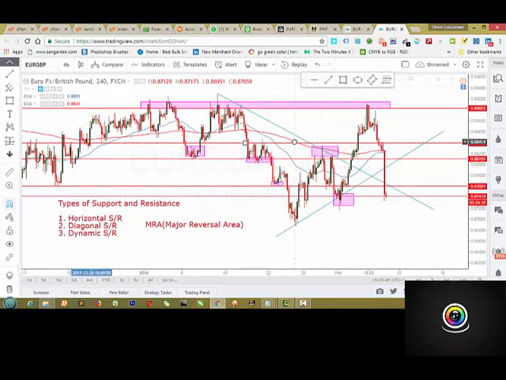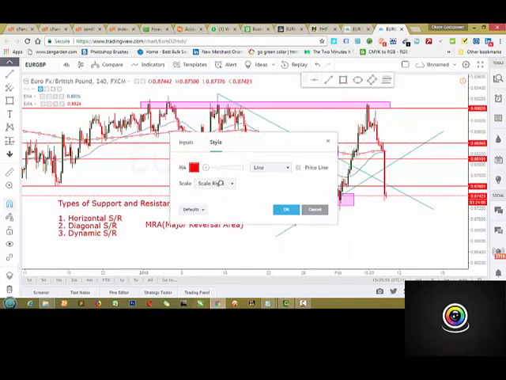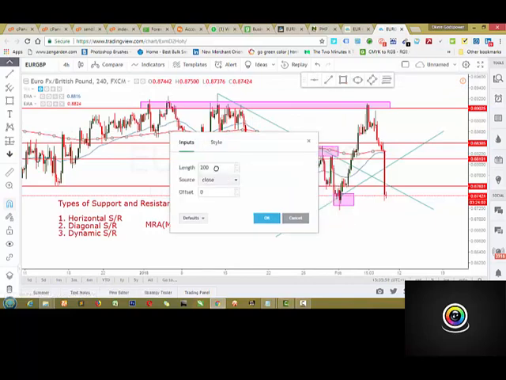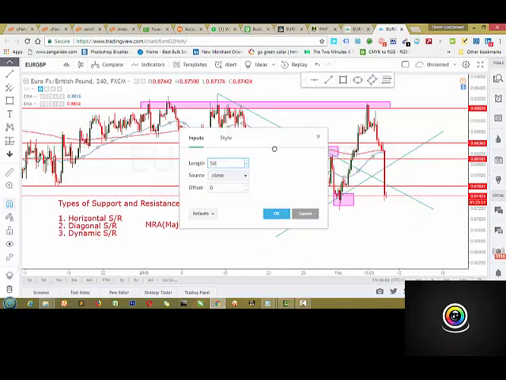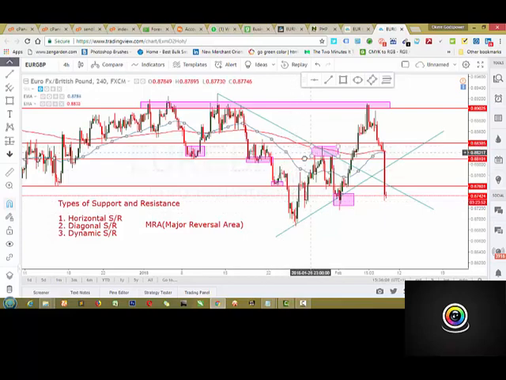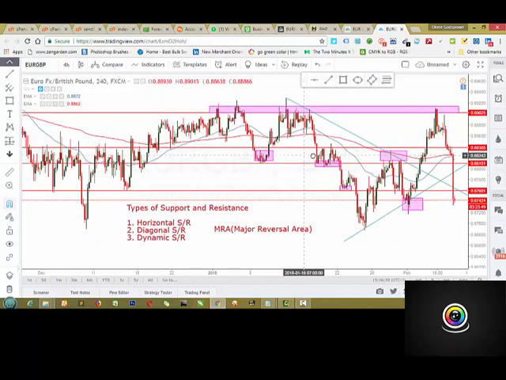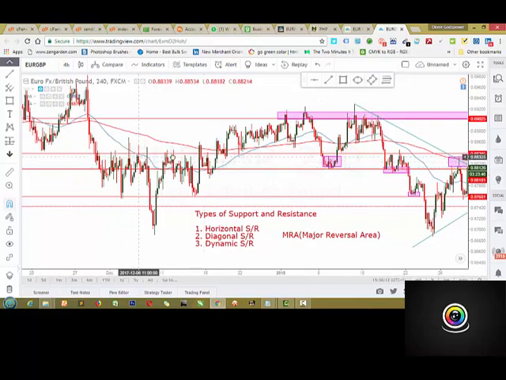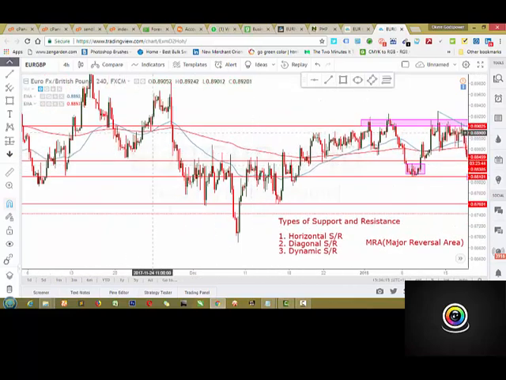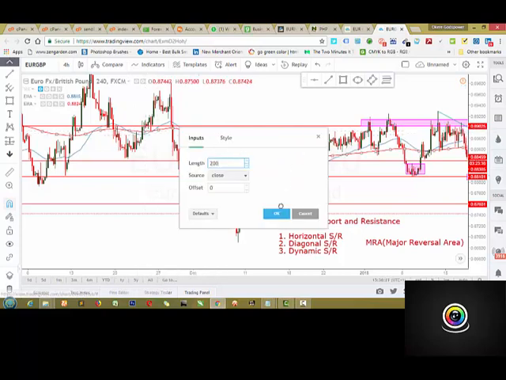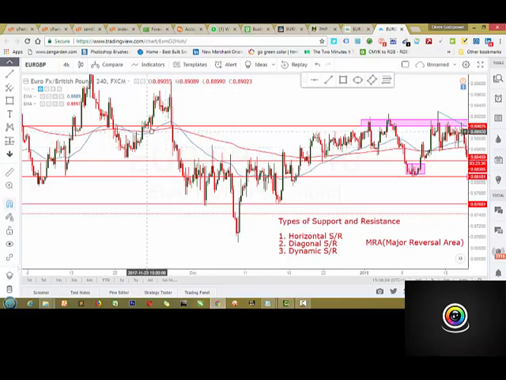Now look at this place. I use the 200 EMA and the 50 period EMA. The 200 EMA helps me identify my levels of support and resistance in the market. Look at this place. The 200 EMA is acting as a support at this level. It's acting as a good support here.